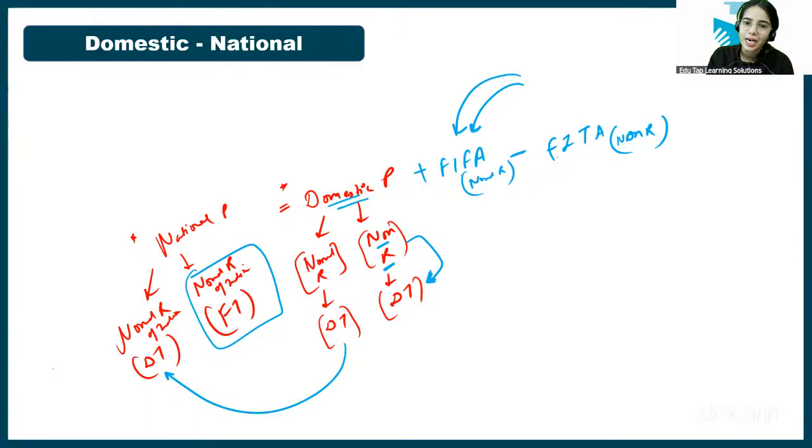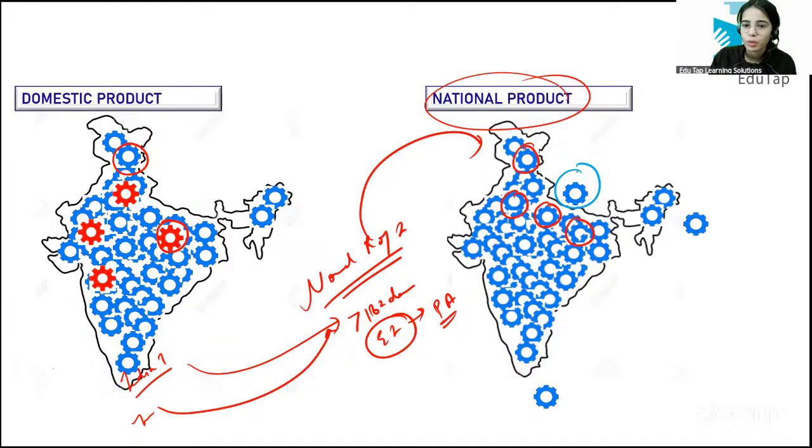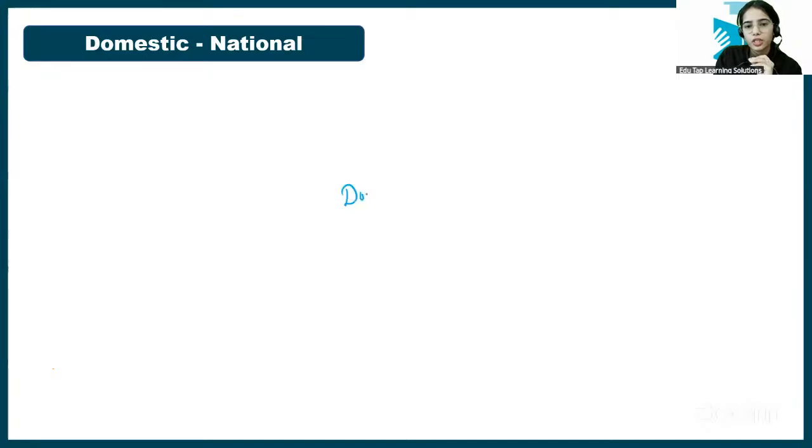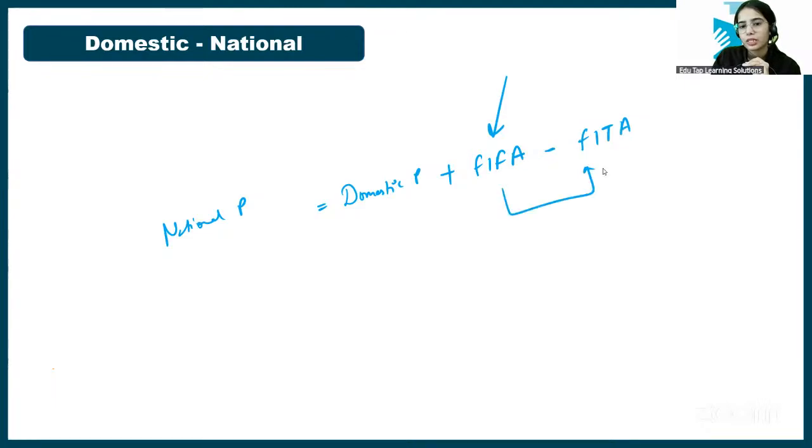So in the domestic product, add the factor income from abroad of the normal residents and deduct the factor income to abroad of the non-residents. To abroad, deduct. From abroad, add. This is the idea. So domestic product plus factor income from abroad minus factor income to abroad equals national product. The factor income from abroad minus factor income to abroad is net factor income from abroad.